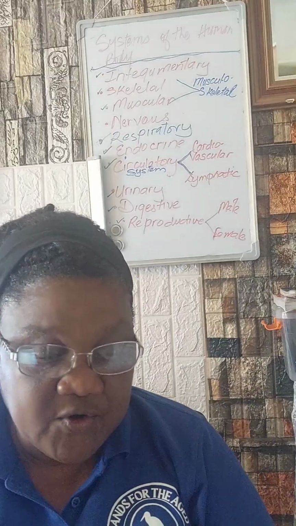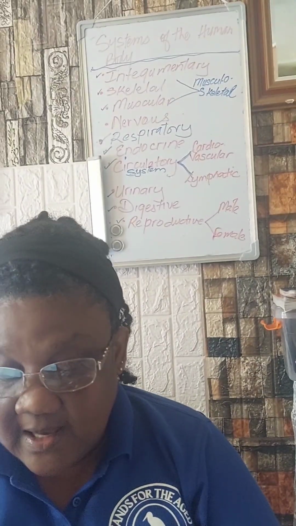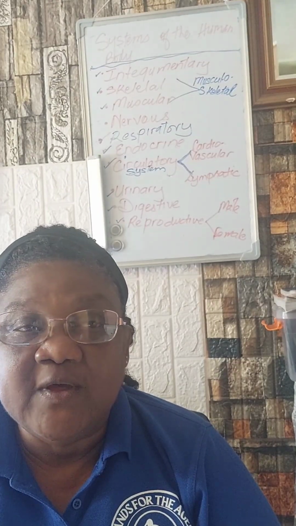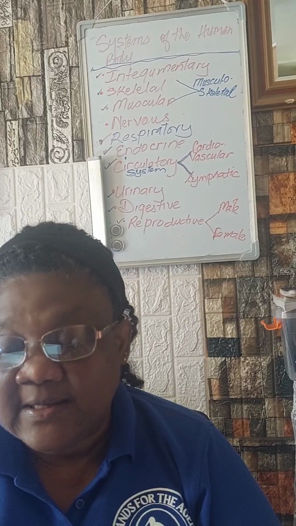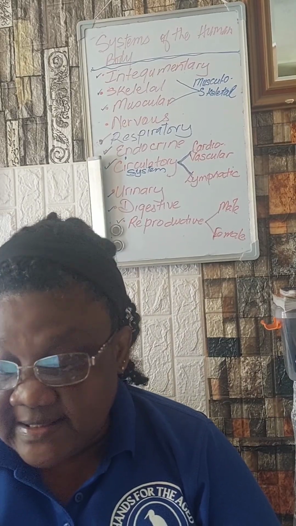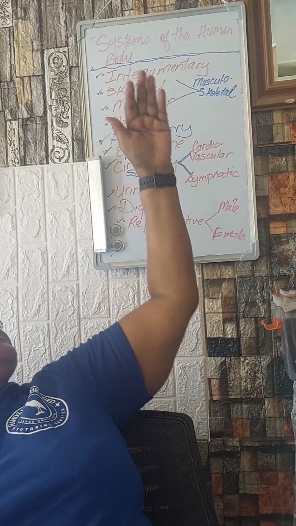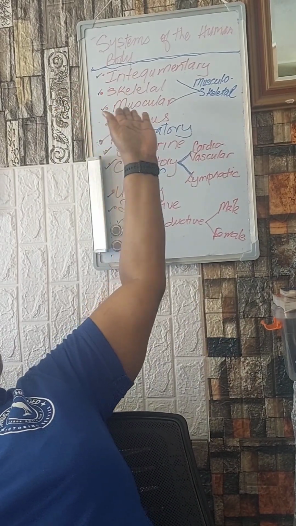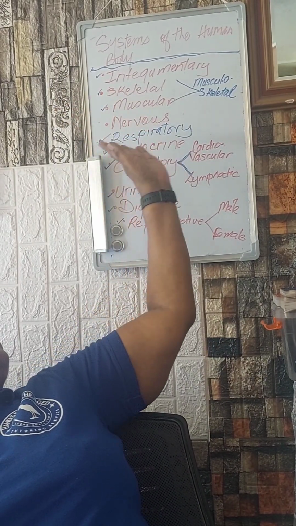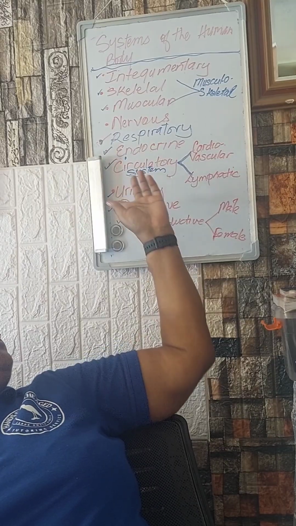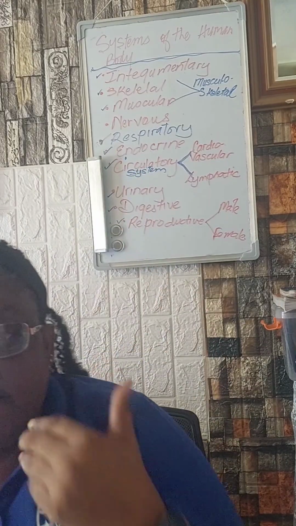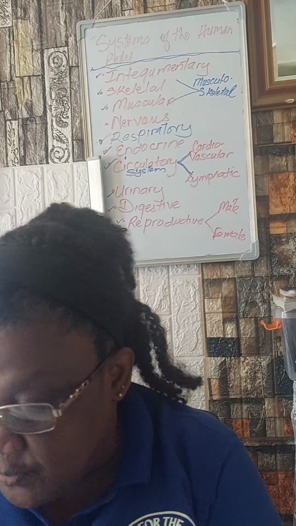So here we are for another interactive session. And we'll be looking further at the human anatomy and physiology. At this time, we'll be looking at the systems of the body. And on the board here, we have some systems: integumentary, skeletal, muscular, nervous, respiratory, endocrine, the circulatory, urinary, digestive, and the reproductive systems. These notes are in your book.